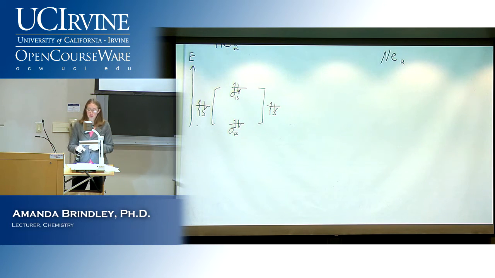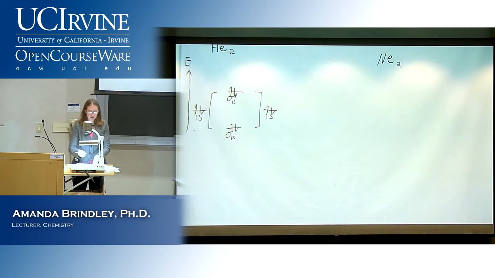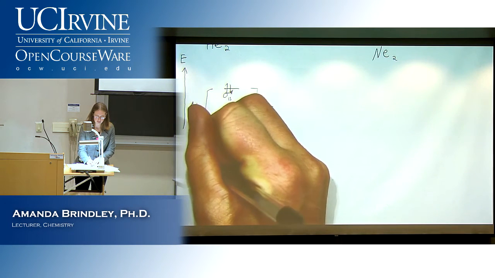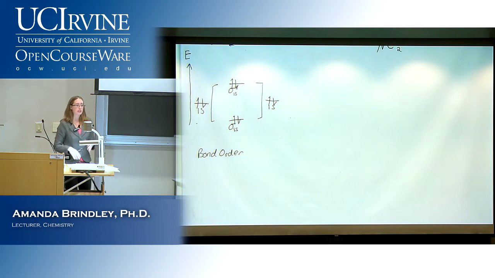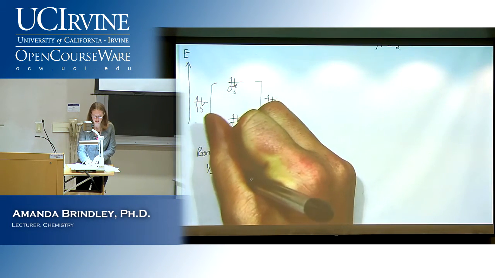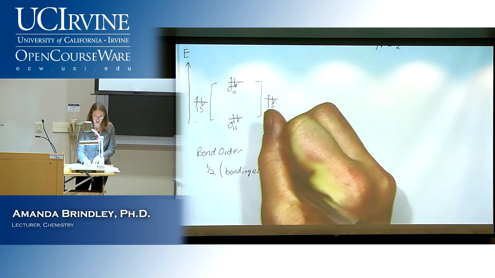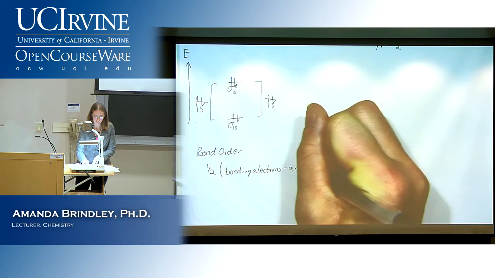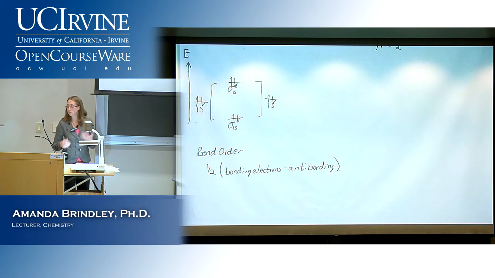Nope. So let's look at this a second now and say, why would this or would this not form? Why could we form He2 2+? To do that, let's look at the bond order. There are a couple of different ways of looking at this. The most formulaic way is to say it's 1/2 times the bonding electrons minus the antibonding. So we'll figure that out.